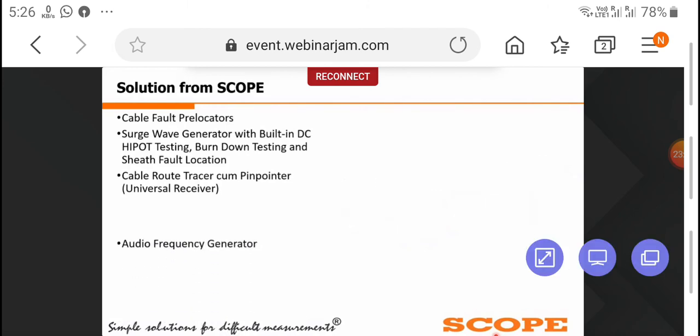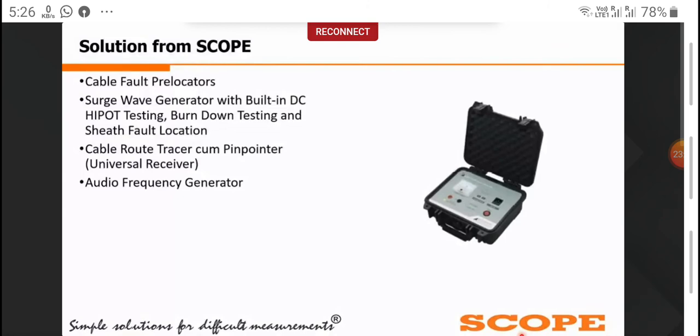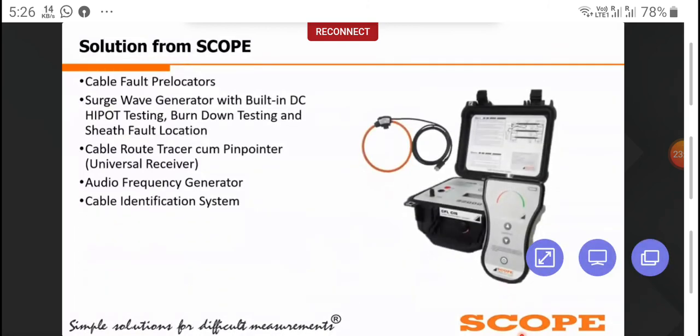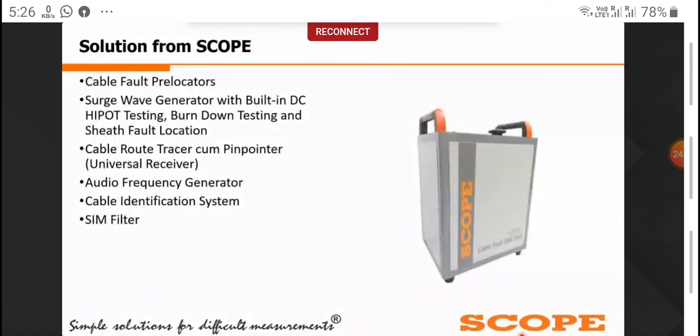Okay, so next we will have the audio frequency generator. As I already explained the principle of this audio generator, we have a 20 watt powerful audio frequency generator with core stabilizer frequency. Okay, next one is a cable identification system with 100 ampere output current, meaning DC pulse current. Okay, after that we have the secondary impulse filter.